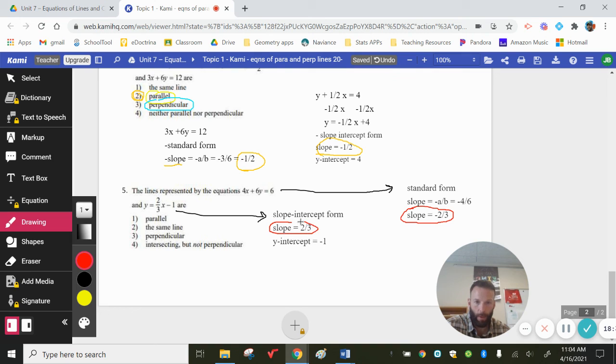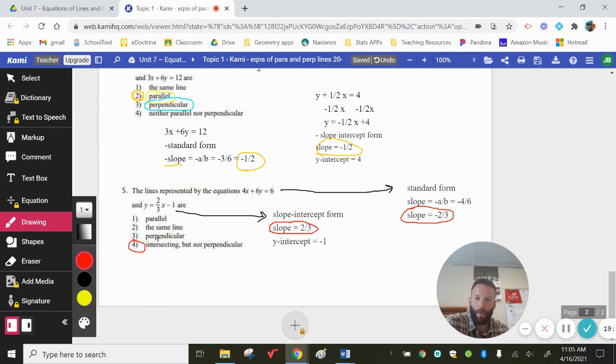positive 2/3. So now we need to compare, because we want to decide, are those lines parallel? No. This is not the same as that. 2/3 is not the same as negative 2/3. Are they the same line? No. Are they perpendicular to each other? This is an interesting question. This is one where students would get stuck a lot. Is 2/3 a negative reciprocal of negative 2/3? They are negated, but are they reciprocals? No. So the last choice, they are intersecting lines, but they are not perpendicular, would be the right choice.